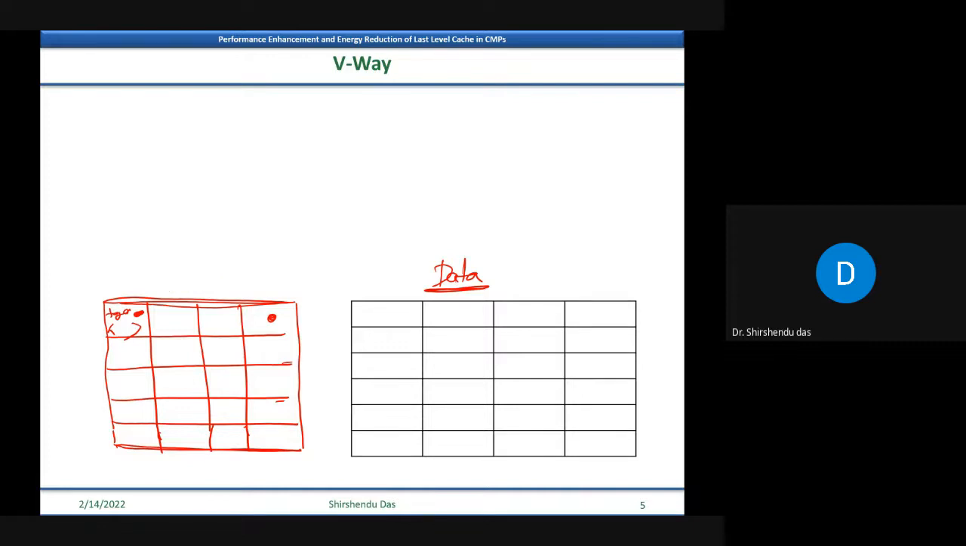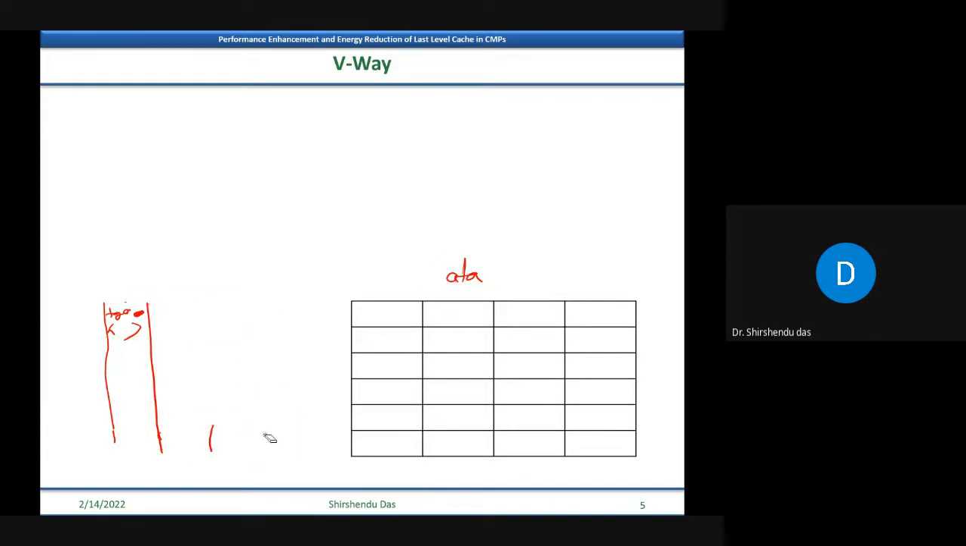So how is VUA solving this problem? VUA is saying that, okay, we will not maintain the direct one-to-one communication between data path and tag, data and tag. Here there is a direct communication, right? This has a direct mapping with this. So they said no, we will not follow the direct mapping.